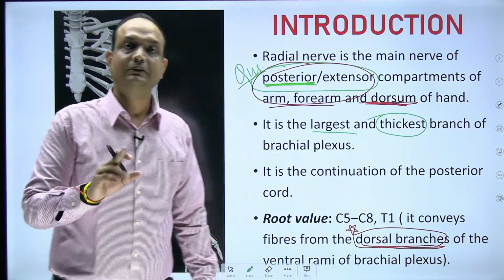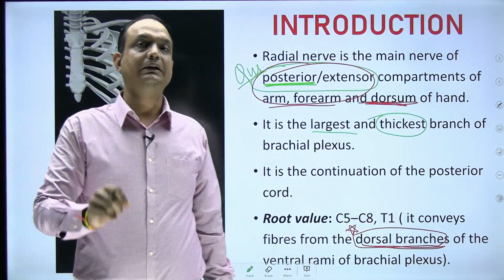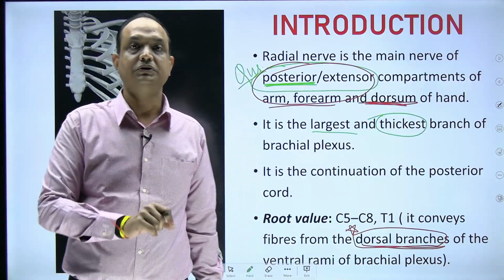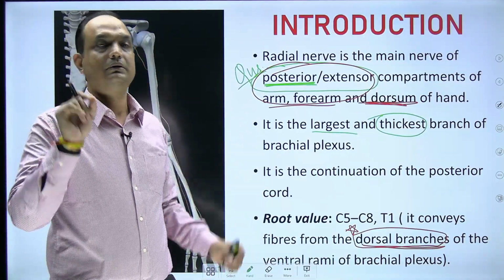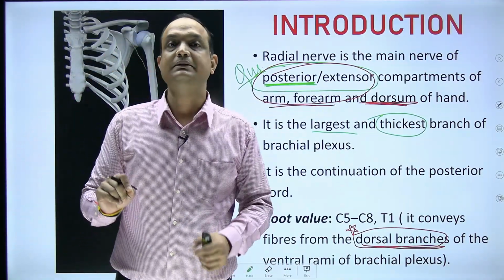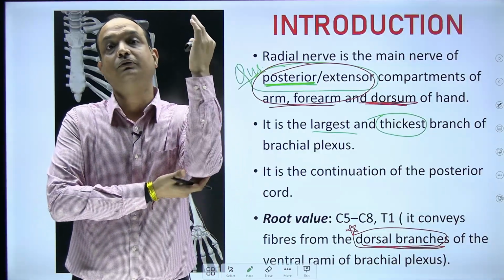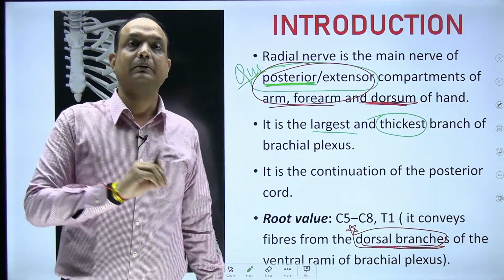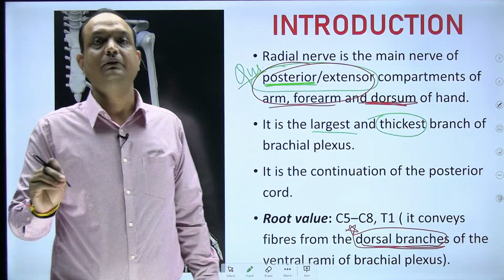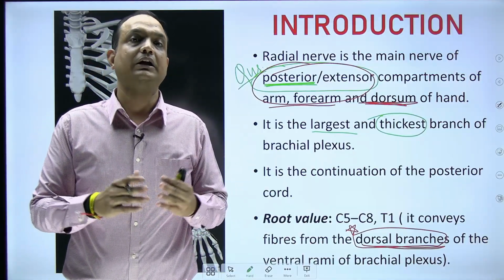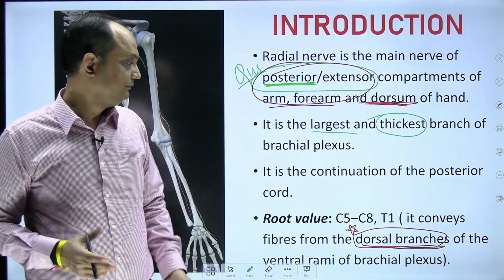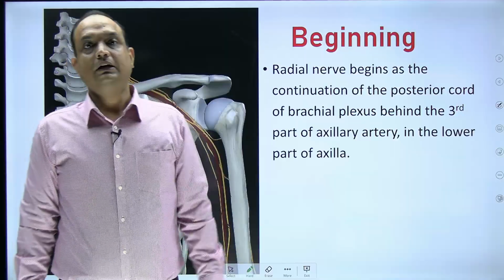Clear? So that's why I am saying whenever we have any question with this special word, that means there is an involvement of the dorsum of your upper limb, you can think about the radial nerve. Otherwise, if you don't have these words, you cannot think about the radial nerve. So what is the beginning?